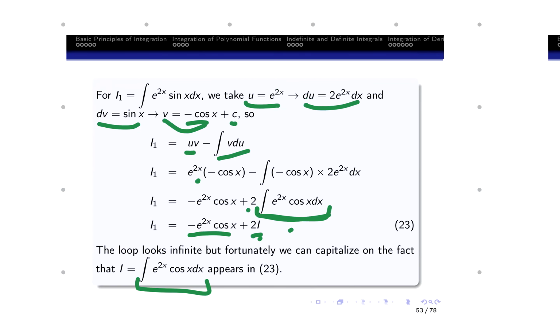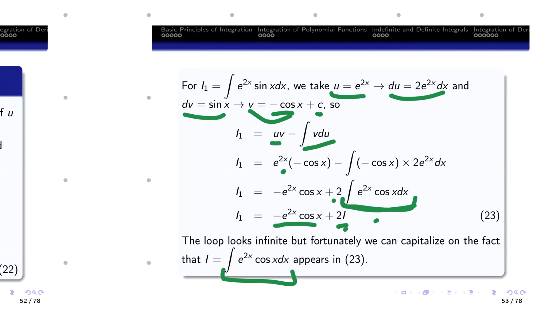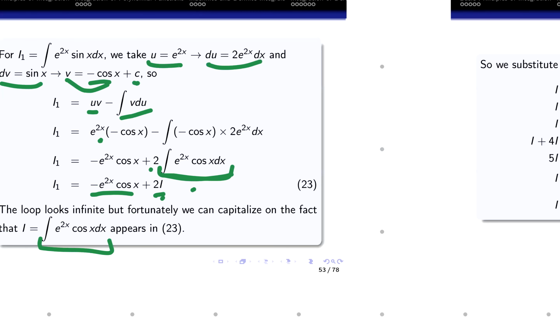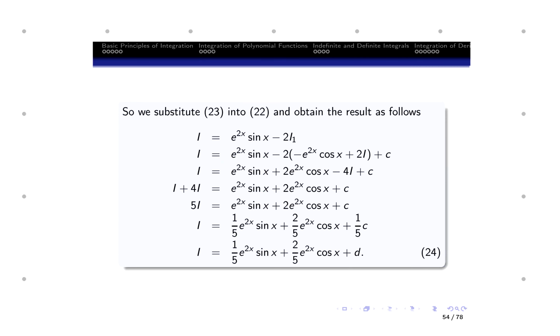So what you do now is you put back this I1 with this new I into this place. Let's see how that goes. So now the other I was e raised to power 2. So we substitute 23 into 22 and obtain the result as follows. I is e raised to power 2x sin x minus 2i.